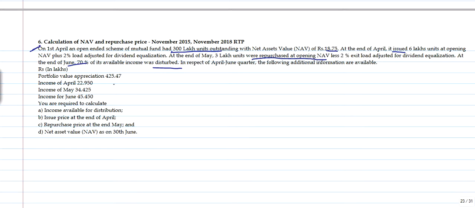Portfolio value appreciation 425.47. Income is given for April, for May, and for June. You are required to calculate income available for distribution. So we will see this one. Whatever the incoming should be added, outgoing should be deducted. So these three things will be added.